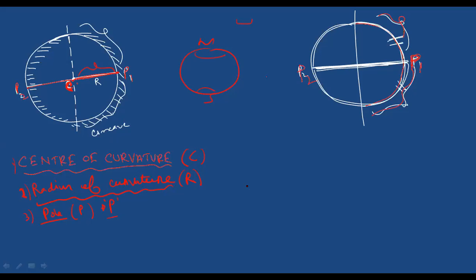Next, write down aperture and draw diagrams. For aperture, draw two diagrams. One is your concave mirror, and another is your convex mirror. You can draw with your pen. So this is your concave, this is your convex.